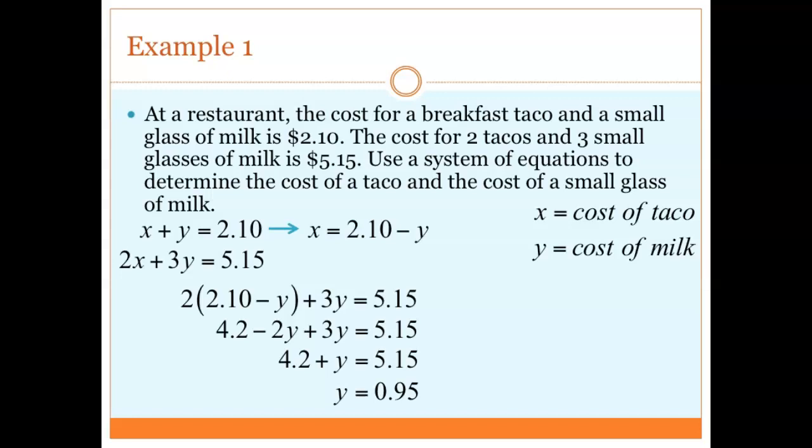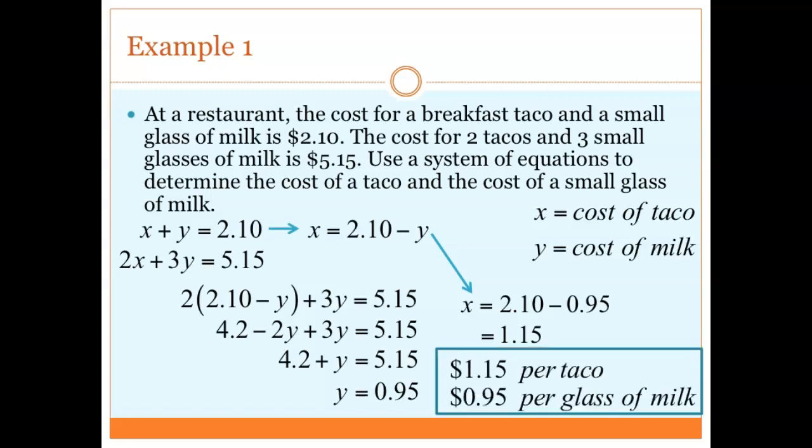Now, to solve for x, I'm going to substitute 0.95 in for y. So I'm going to use x equals 2.1 minus y. So this will be x equals 2.1 minus 0.95, which is equal to 1.15. So we found that the cost of a taco is $1.15, and the cost for a glass of milk is going to be 95 cents. Let's take a look at example 2.